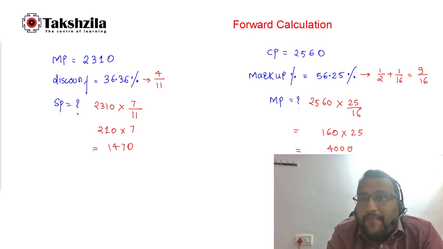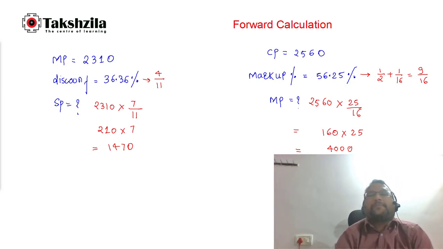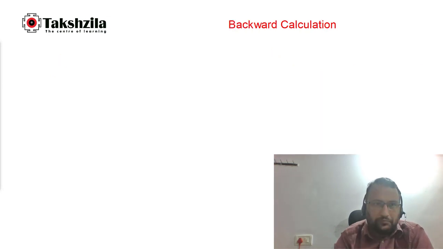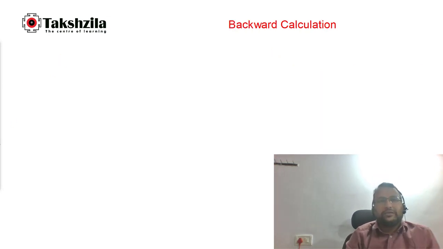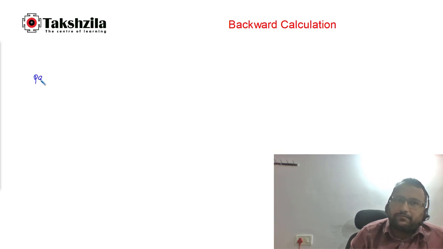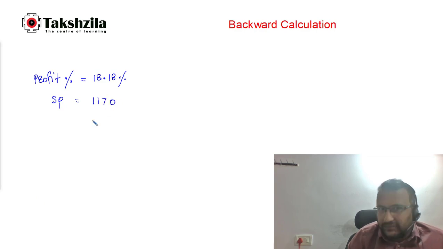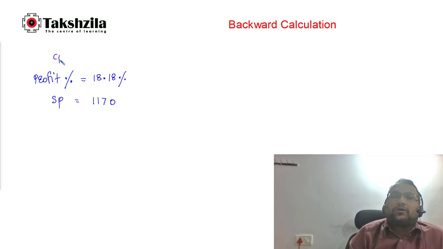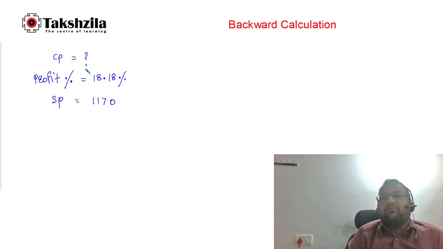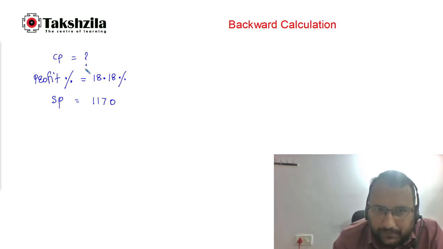Now what do we mean by backward calculation? Let's have a look at it. So over here, let's say the profit percent earned is 18.18% after selling the article at 1170 rupees, and we need to find the cost price over here. How we can find? Let's have a look at it. This is called as backward calculation.